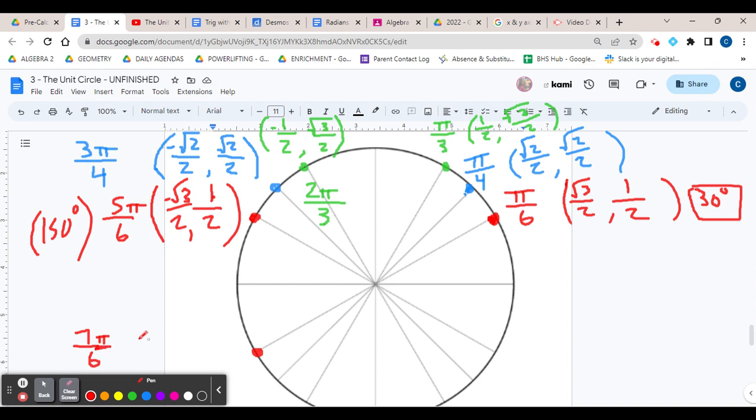Now notice what happens here. At 7 pi over 6, the x and the y are both negative. So the x value is still negative root 3 over 2. Now the y value is negative 1/2 at that point.